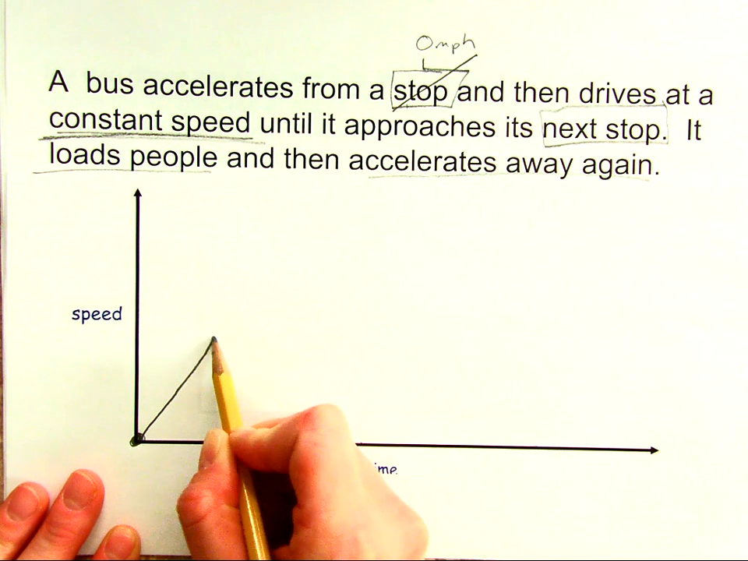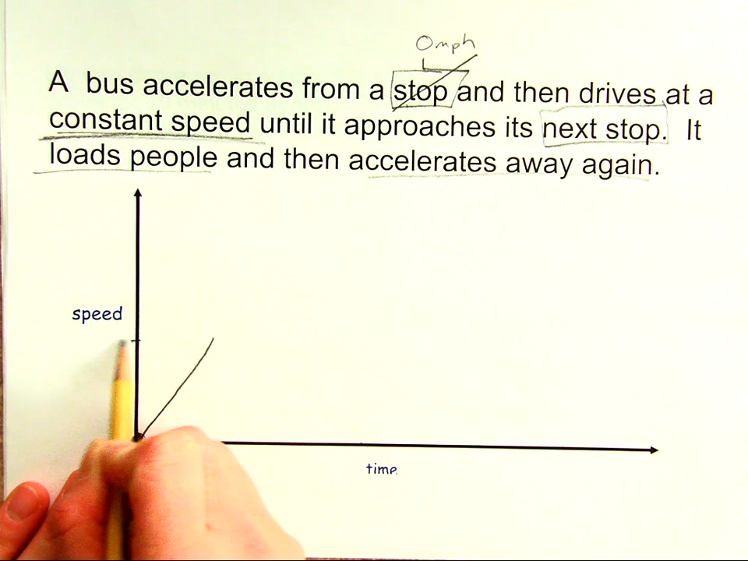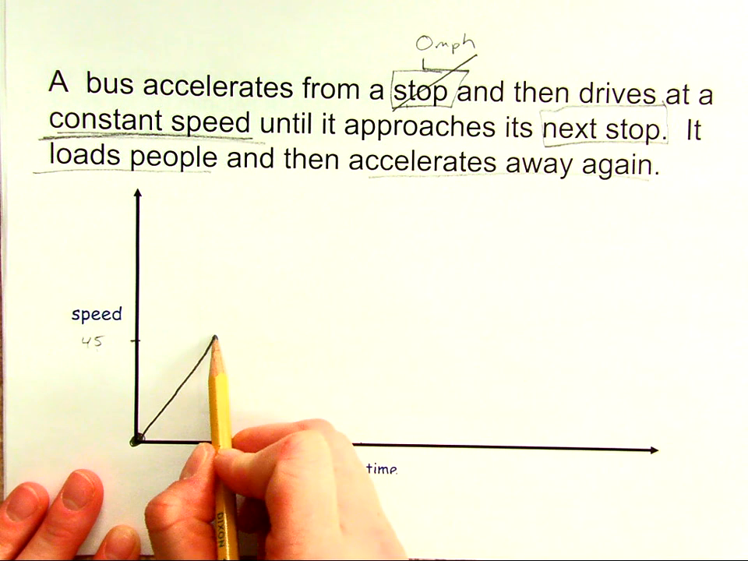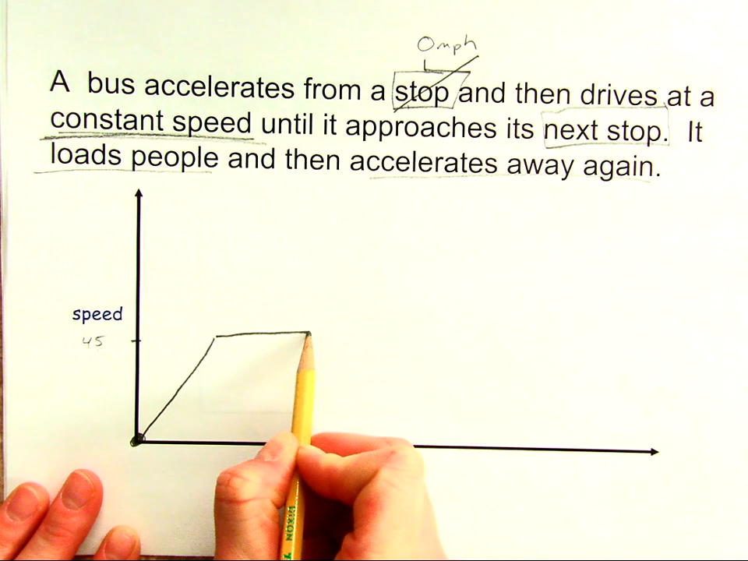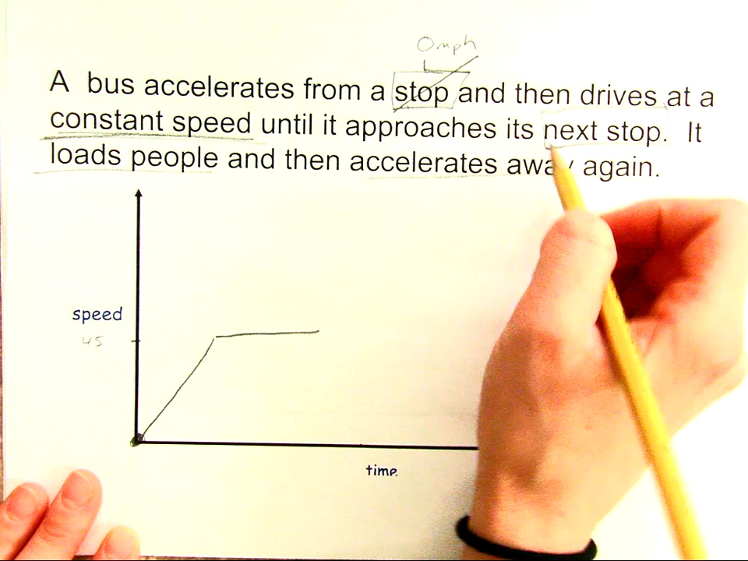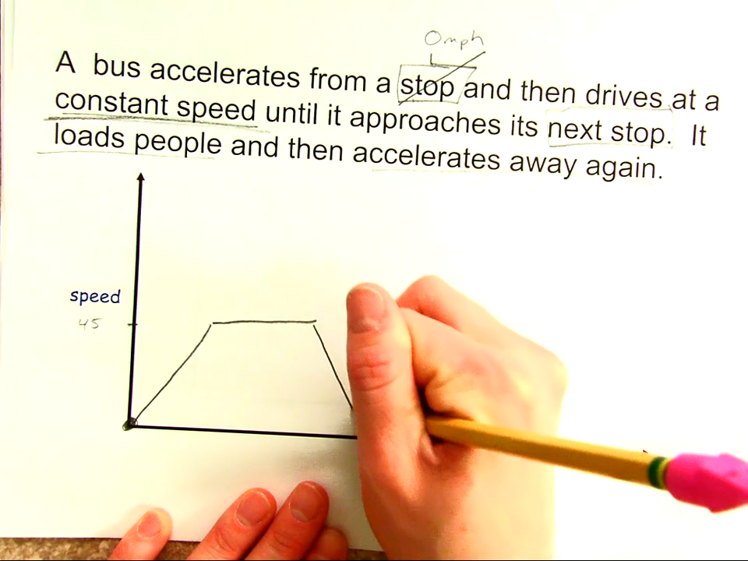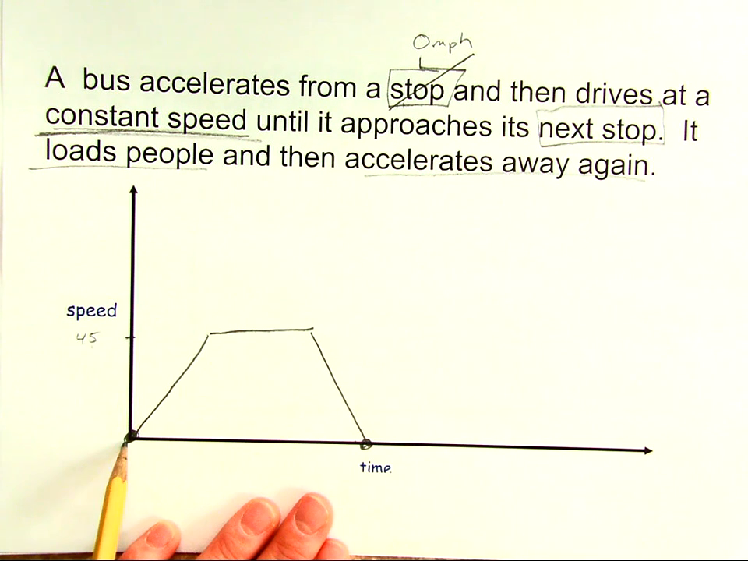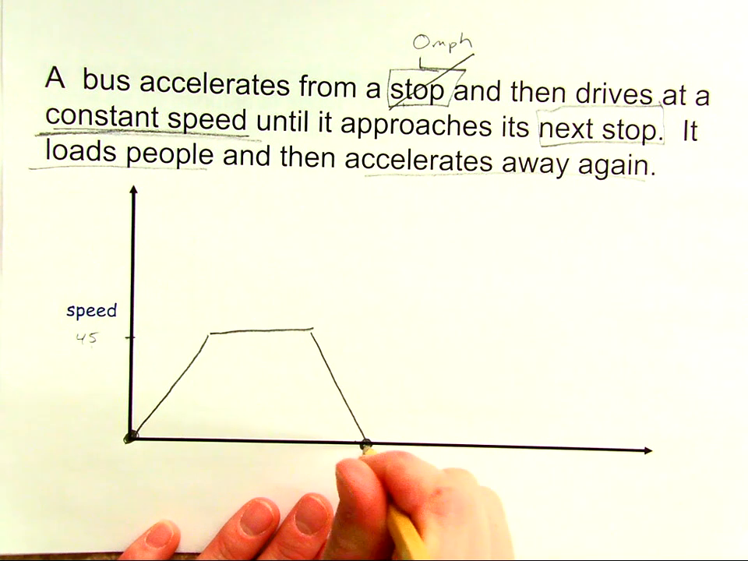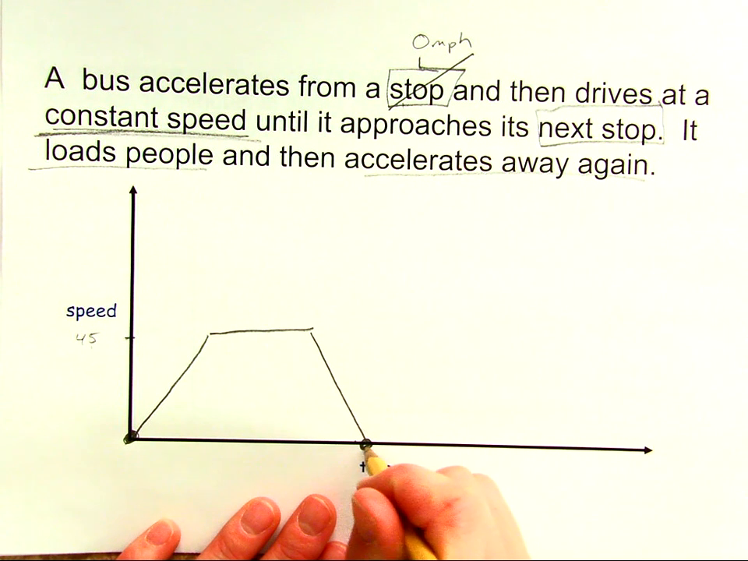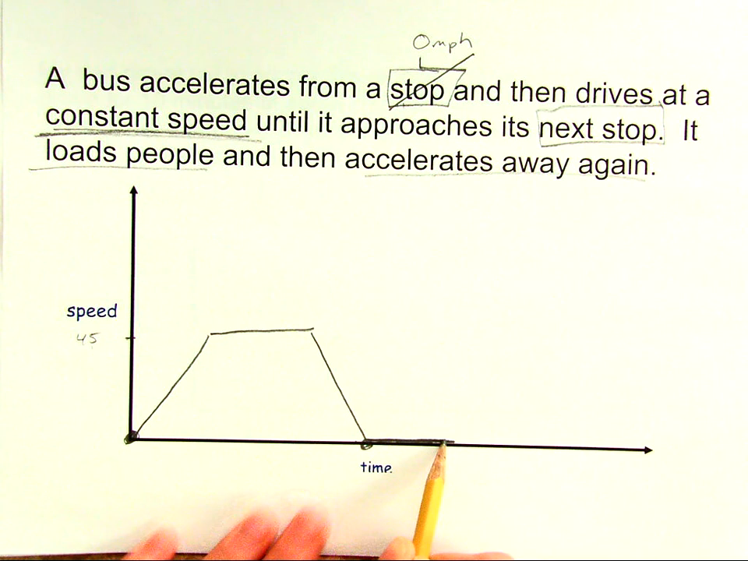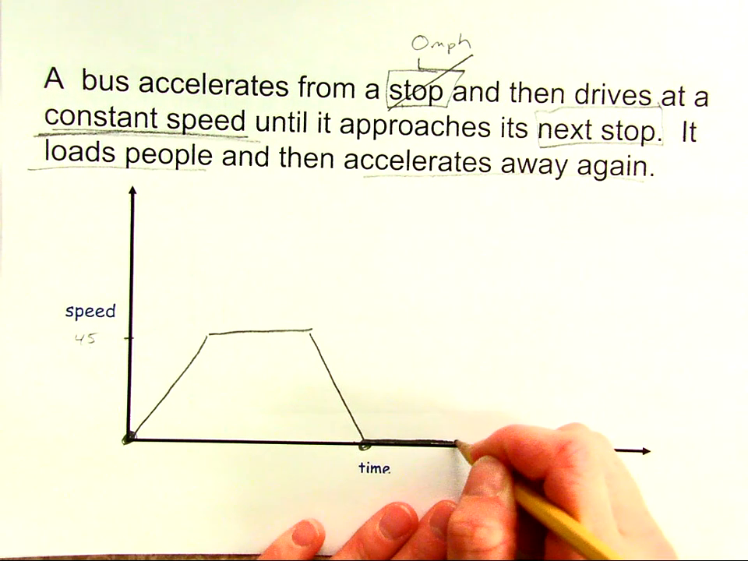Then I'm driving at a constant speed, so if I reach the speed limit, let's say maybe it's 45 miles per hour. You don't have to add these numbers, I'm just doing that to help my story. Constant speed is staying at that 45 miles an hour until it approaches another stop. So it's going to slow down. It has to touch back down here because my speed has to be 0. It needs to touch that x-axis again to show a speed of 0. And it's unloading passengers, so time is passing. We stay at 0 miles per hour for a little bit, and then we accelerate away again.